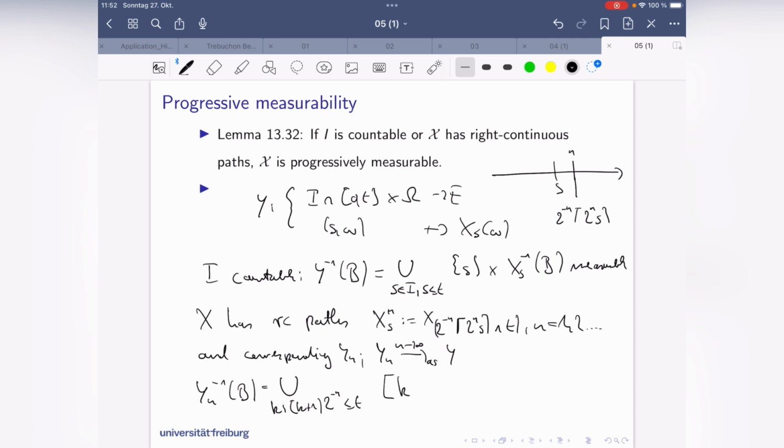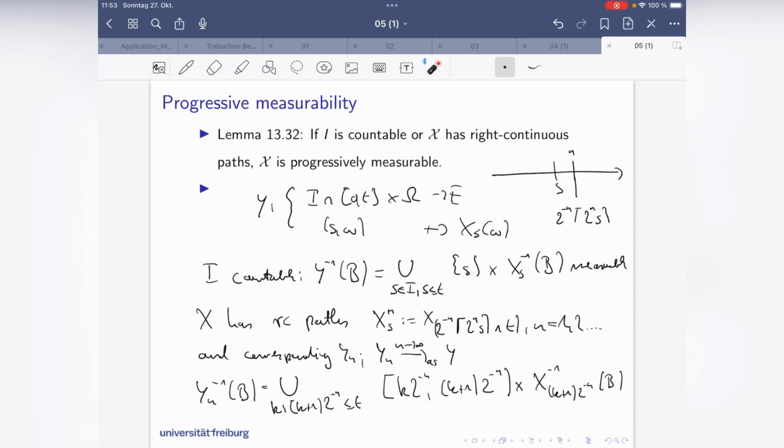That's valid for the time points k·2^(-n) until (k+1)·2^(-n). And y_n is in B, that means X at this time point is in B, so X_n is in B, which means X has to be in B at the time point (k+1)·2^(-n), because this is the value X^(2^(-n)) has at all time points between these two things here, between two jumps of X^(2^(-n)).